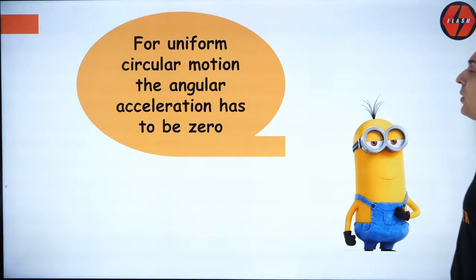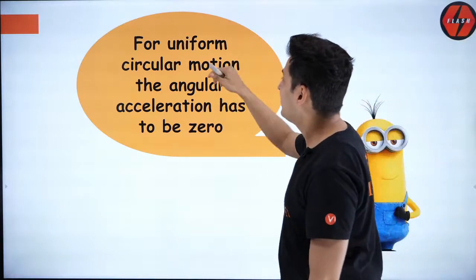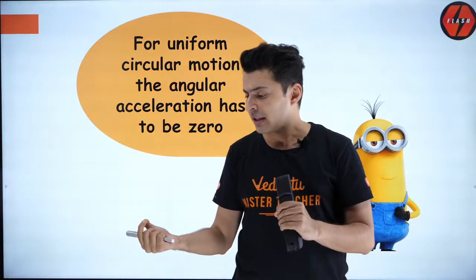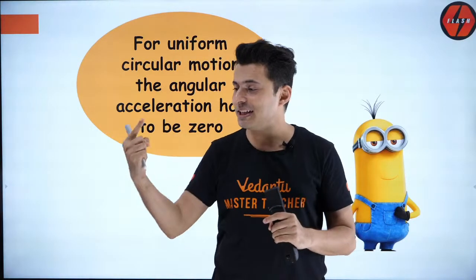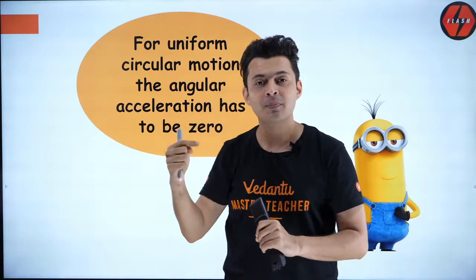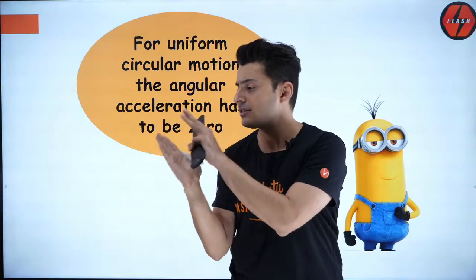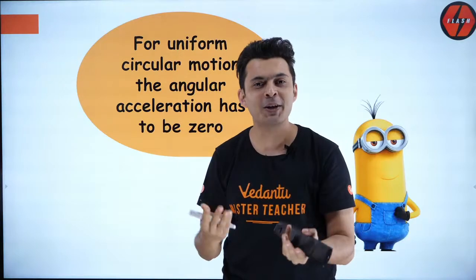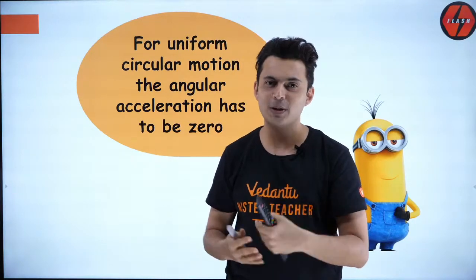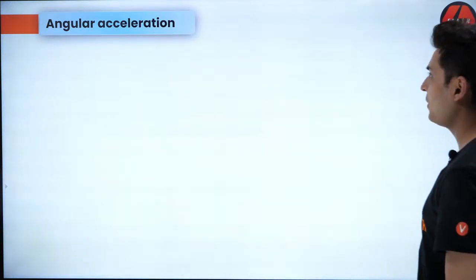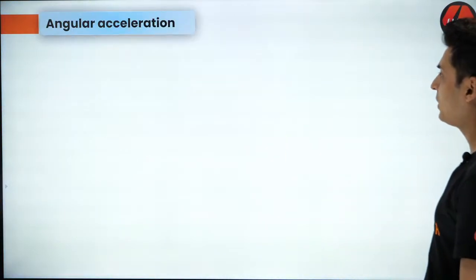Okay, chalo. In the last session, we saw what uniform circular motion looks like. Uniform circular motion is where omega, or the speed, remains constant but the direction keeps changing. So what is the angular acceleration? 0, because it covers the same angle in the same time. Angular velocity is constant, so angular acceleration is 0. Now what if there is some angular acceleration? That's what we are going to see.